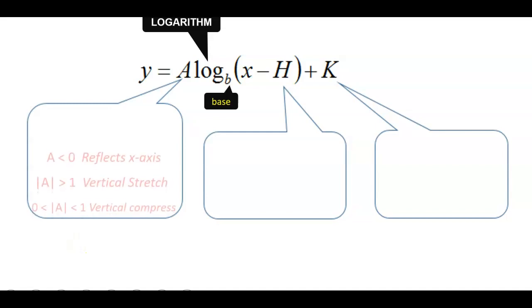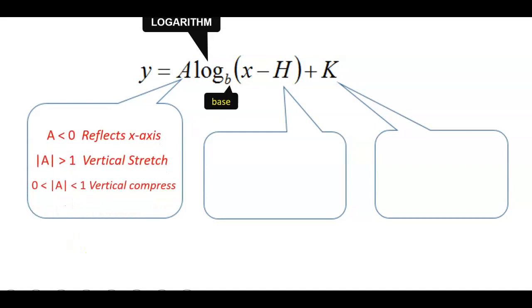Let's go and start filling this stuff out here. So a, just like every function we've done this year, okay, if a is less than 0, if it is a negative number, it is going to reflect across the x-axis, okay? So again, if you have a negative number way out front, it's going to reflect across the x-axis. Is everyone getting this down? In the back, y'all getting this down?